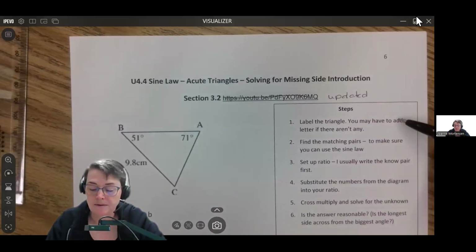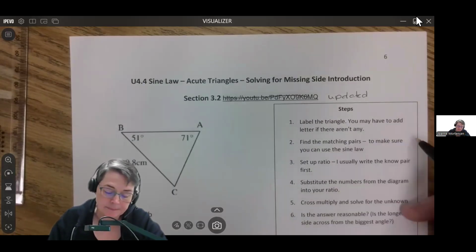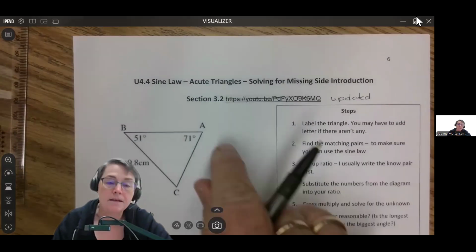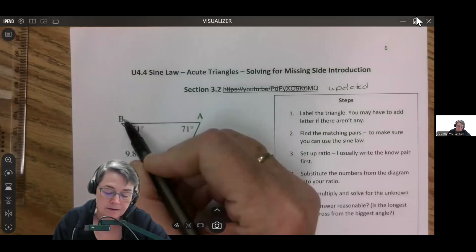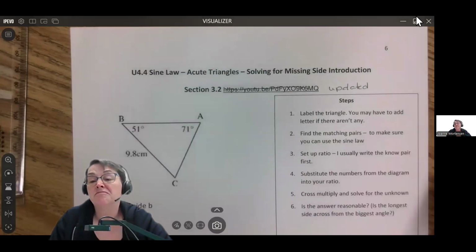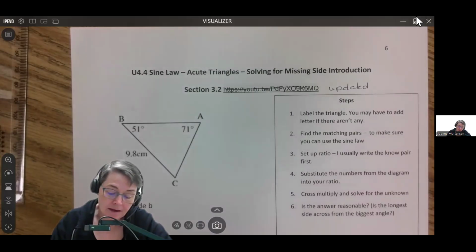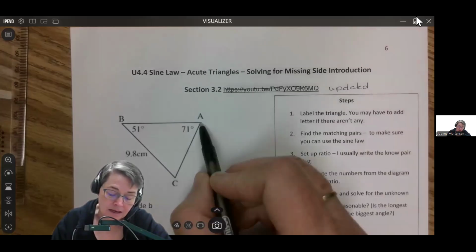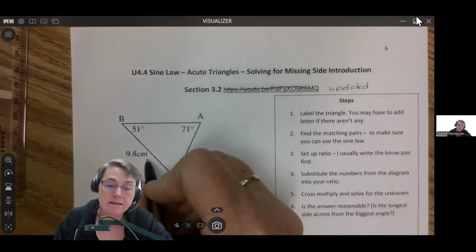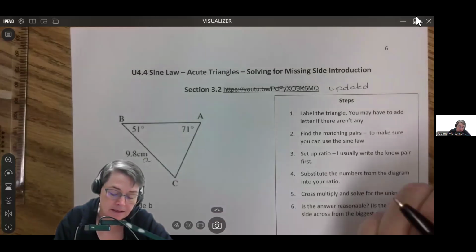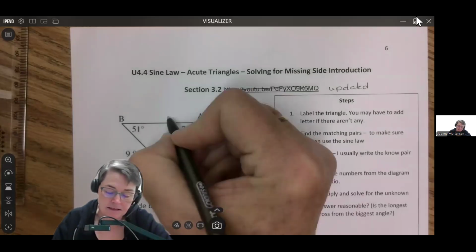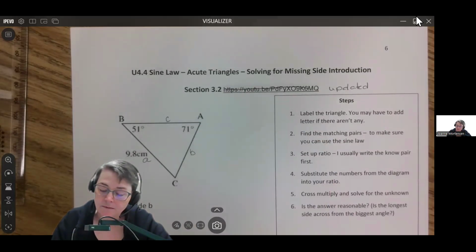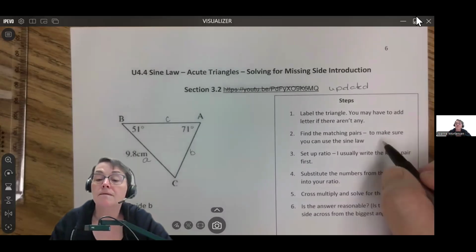So right here, label the triangle, add some letters if you have to. Okay, so I've got A, B, C in my corners. Those represent my angles. So A is 71 degrees, B is 51 degrees, and I don't know what C is. Well, maybe we'll need it later, but for now, I'm fine. And so we want to do the opposite side. So A, the opposite side is little a, and B, opposite side is little b, and C, opposite side is little c.